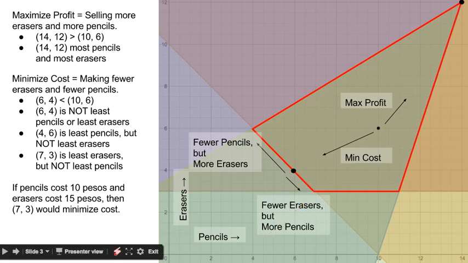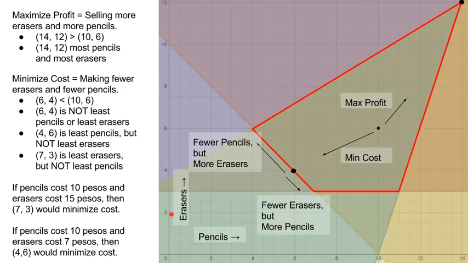On the other hand, if erasers were more expensive, we would see that if pencils cost, let's say, 10 pesos and erasers cost 7 pesos, then going this direction would be better. We would have less cost here at 4, 6 than here at 7, 3. How do I know that? Well, I could figure that out very easily because I know the price of erasers and the cost of pencils, and I could just plug in the point 7, 3 and plug in the point 4, 6 and see which is cheaper.